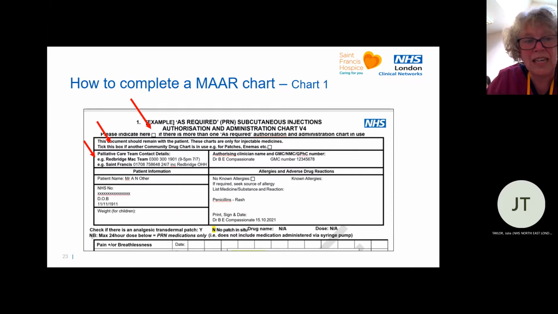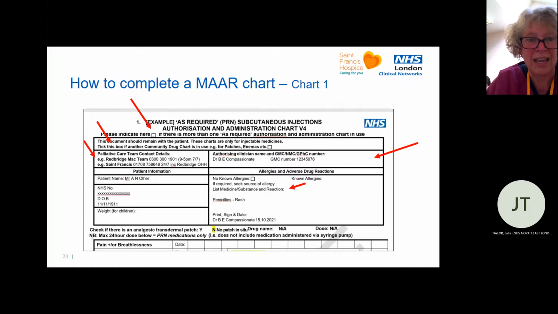You have the opportunity to write palliative care team contact details, and that's important because the person who's administering the drugs may need some help if the patient is uncomfortable or they're worried about how many PRNs they're receiving. They need to have a go-to to ring. So please do populate that. You sign here on the top right-hand side, including your GMC, NMC or GPhC number.